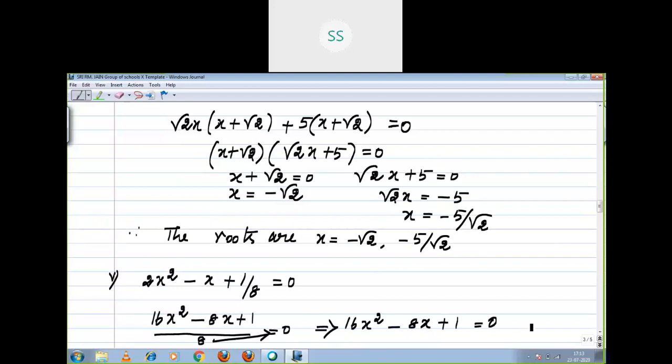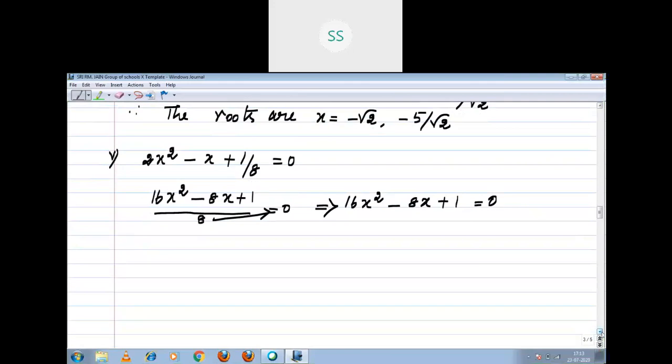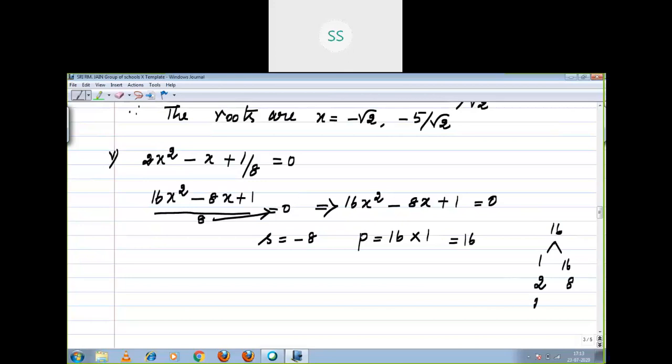The same concept, right? What is your sum? Sum equal to minus 8. Product equal to coefficient of x square into constant, 16. What are the possibilities for 16? 1, 16, 2, 8, 4, 4. Right? Here product is positive, sum is negative. Both the possibilities are negative. Which is apt? Based on the sum only you should select, right?